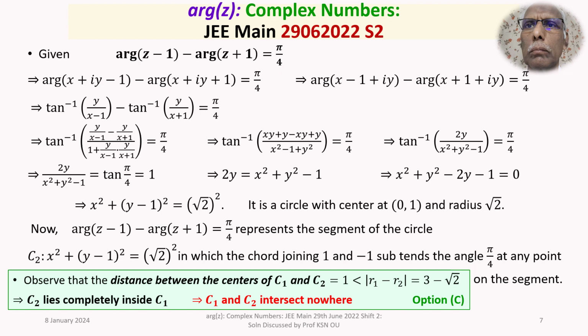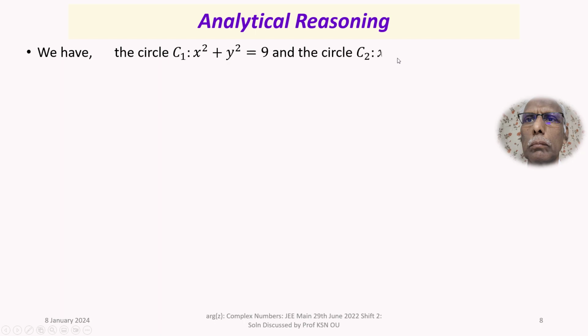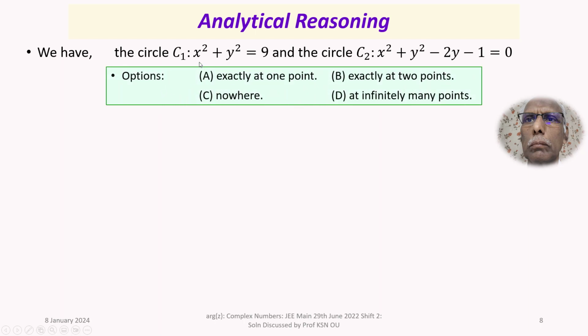This is one way of doing things. But I will also discuss the analytical reasoning. Analytical reasoning means from the equations we argue. We put a logical argument and say that they do not intersect. So C1 is x square plus y square is equal to 9. C2 is x square plus y square minus 2y minus 1 is equal to 0.